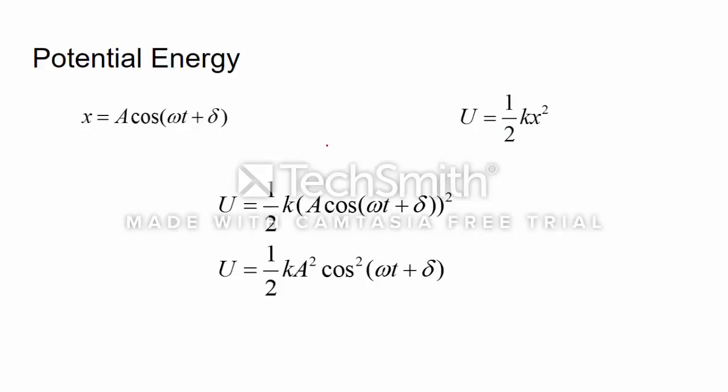So potential energy. We know that position can be modeled with this lovely function here. And we know that your potential energy in a spring is 1/2 kx squared. You can substitute this in for that. That gives you this lovely equation, and when you square everything, it gives you that.